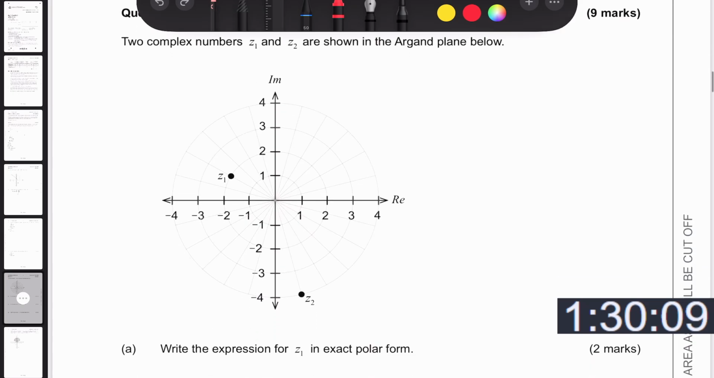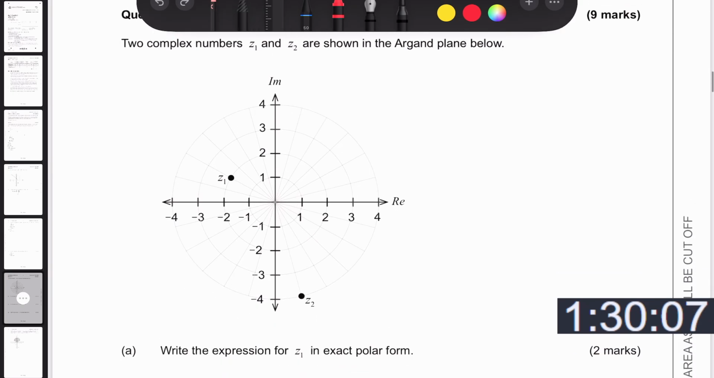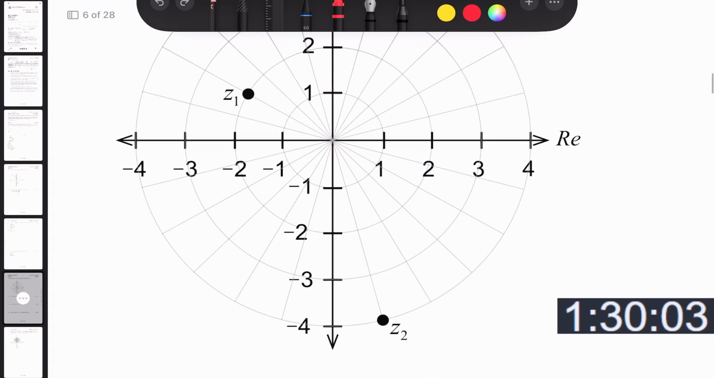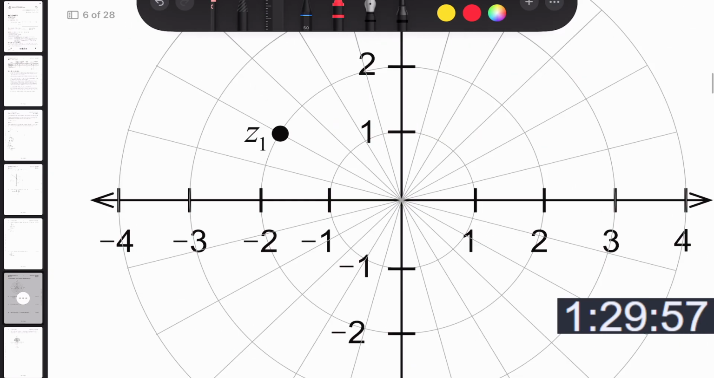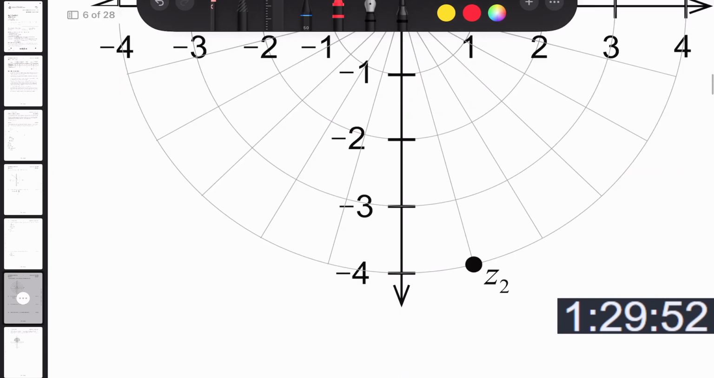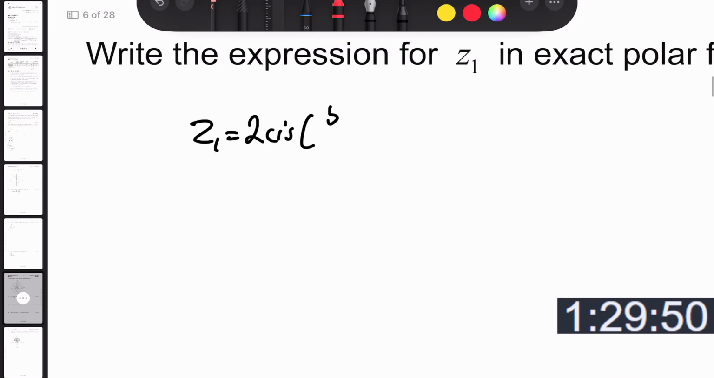Two complex numbers z1 and z2 are shown on the Argand diagram below. Write an expression for z1 in exact polar form. So the magnitude is going to be 2. So 2 cis of 1, 2, 3, 4, 5, 6, 7, 8, 9, 10. 10 on 12 is going to be 5 pi on 6.